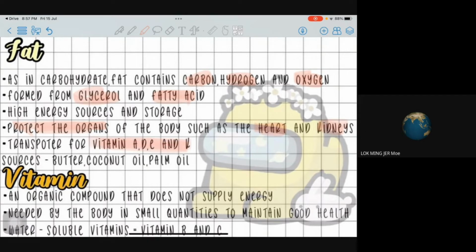And where can you gain fat? Butter, coconut oil, palm oil, and a lot more. Normally oil. That's why people say don't eat too much oil, something that you fry, because it gives you a lot of fat.